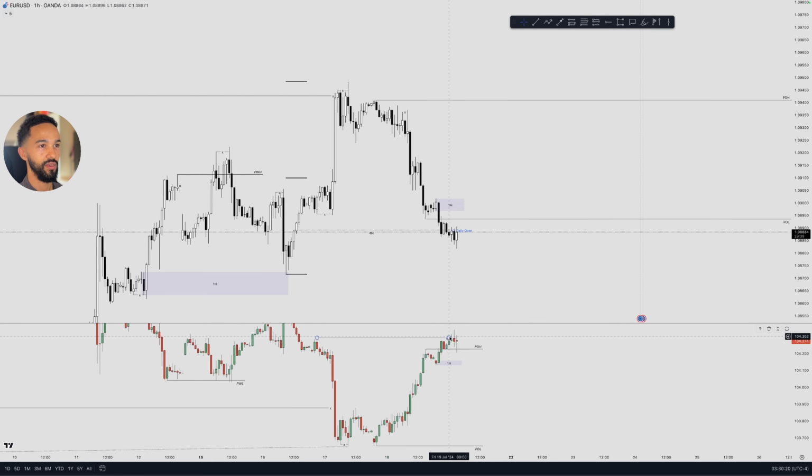We have buy side liquidity. Okay, we have POIs, and we're just going to see what happens. No rushing into any trade. So in saying that, let's go down to the M15 and see what opportunities may be available for this morning.